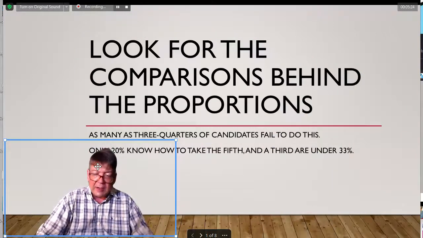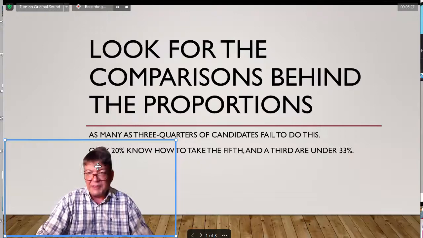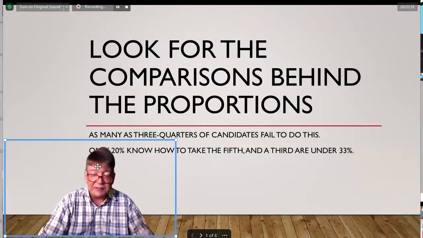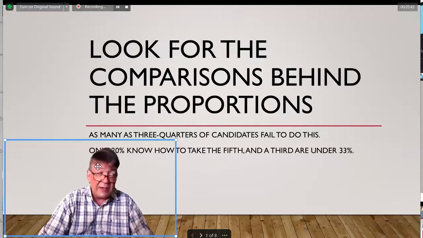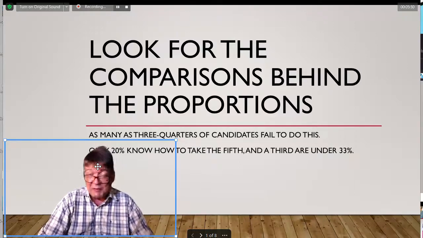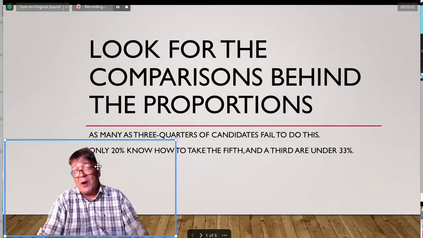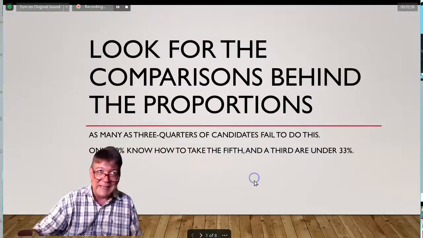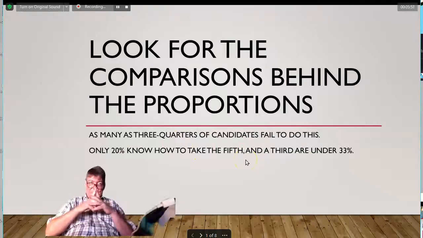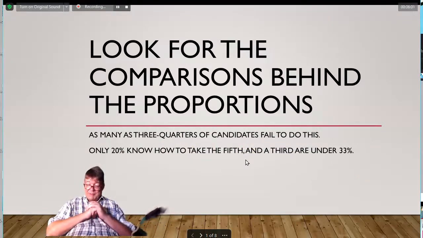Okay. Look for comparisons behind the proportions. Now, I chose this title at the beginning before reading it, and you do actually make some comparisons at the end of the report. But one of the most common mistakes made by IELTS candidates is not enough relevant comparisons, using the right vocabulary. As many as three-quarters of the candidates fail to do this. Instead, they write 75%. And only 20% know how to take the fifth. What does that mean? 20% is a fifth. And one-third is under 33%.